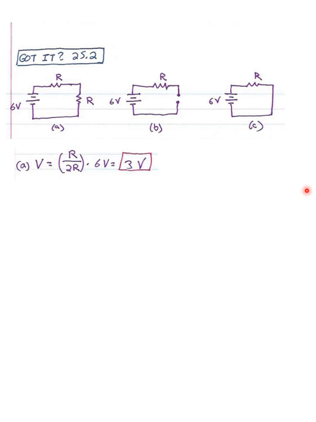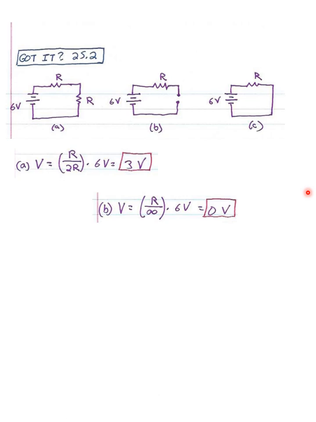Let's look at picture B. We have the resistor, but notice there's a gap right here of infinite resistance. So no current is going to flow because there isn't a closed circuit. So here we get voltage equals R over the total resistance, which is infinite, times 6 volts. So there is 0 voltage drop across that resistor. In fact, there's no current at all that runs.